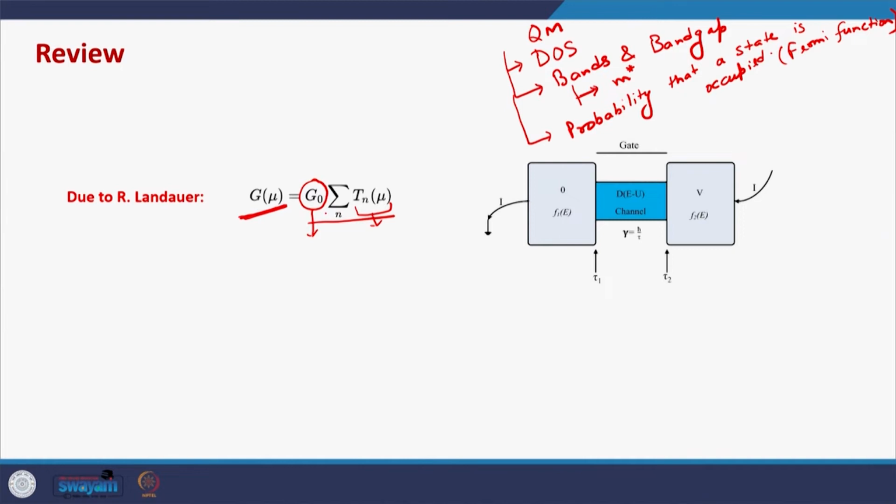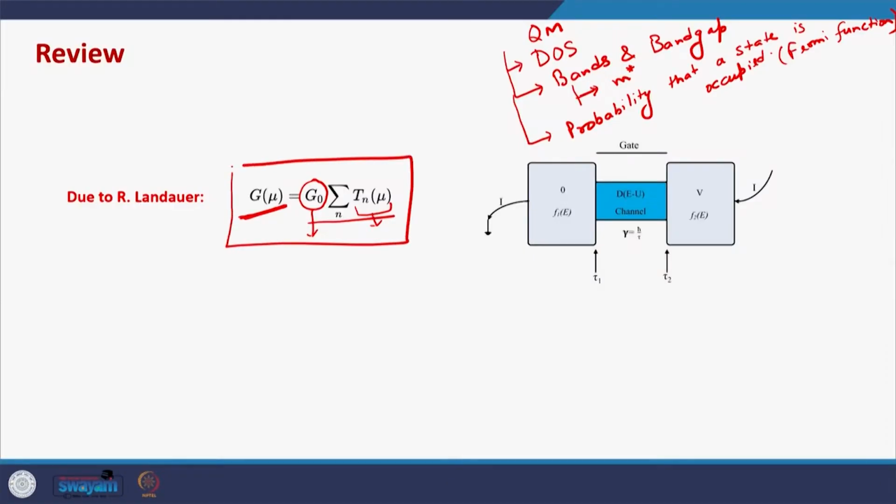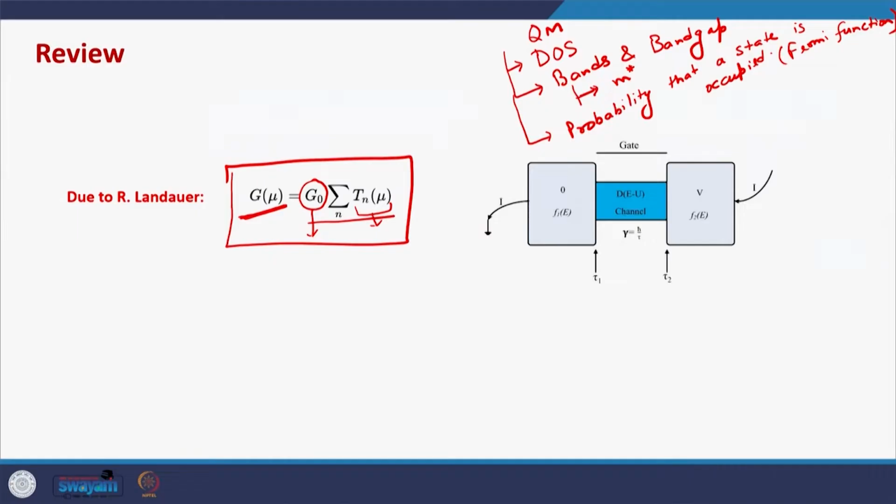So, essentially according to Landauer's formalism, the total conductance of a material is the sum of transmission possibilities in various channels in a device multiplied by a fundamental constant, which is known as the quantum of conductance. So, this formalism was further generalized, and it was reformulated by Professor Supriyo Datta and later Professor Mark Lundstrom, and that is what we will study here.